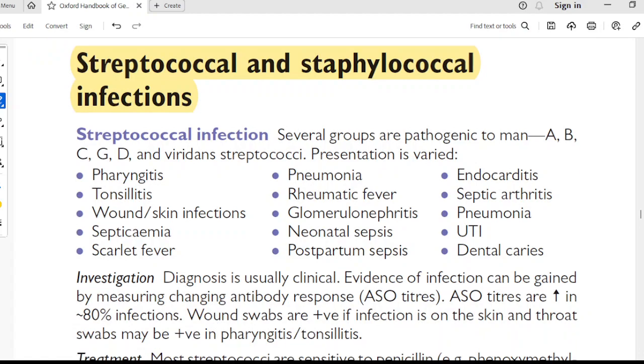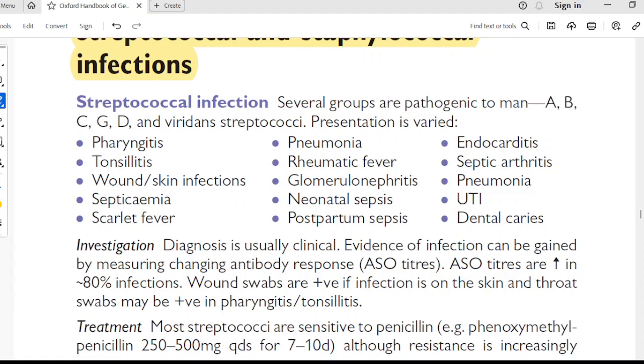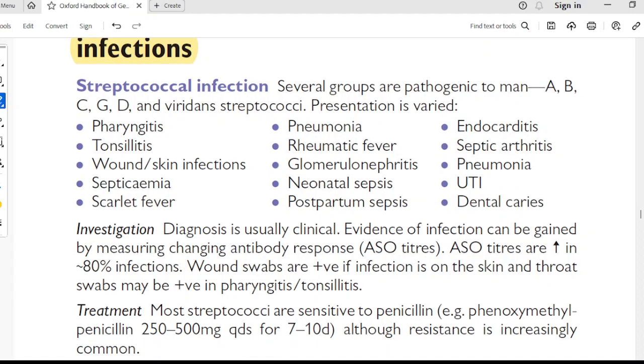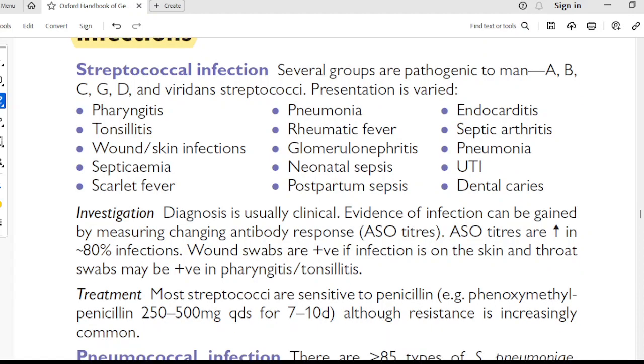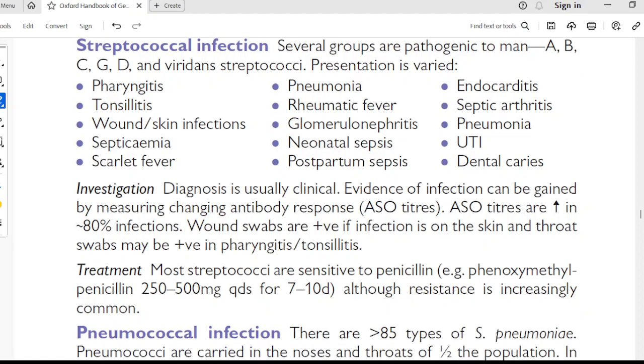Let's start reading. Streptococcal infection. Several groups are pathogenic to man: A, B, C, D and viridans streptococci. Presentation is varied for each. So the spectrum of diseases caused by streptococcal infection is pharyngitis, tonsillitis, wound and skin infections, septicemia, scarlet fever, pneumonia, rheumatic fever, glomerulonephritis, neonatal sepsis, postpartum sepsis, endocarditis, septic arthritis, pneumonia, UTI and dental caries.